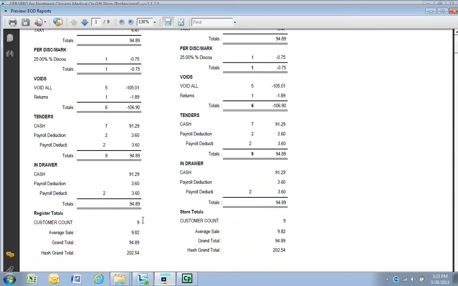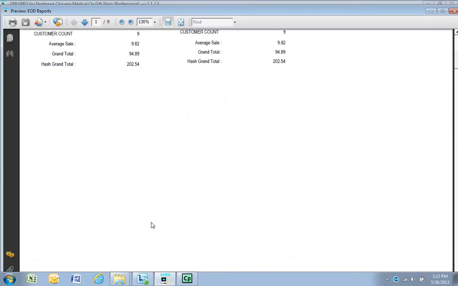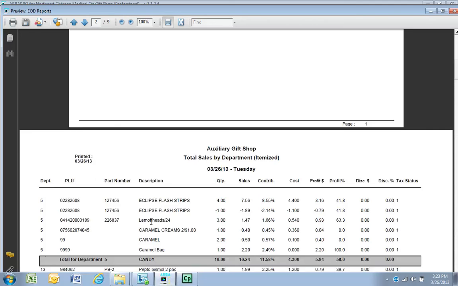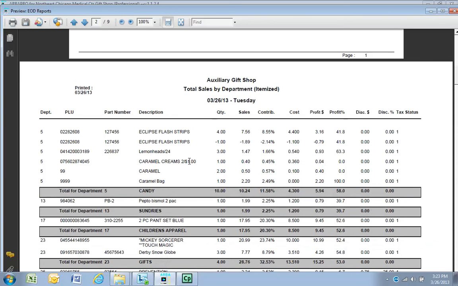If we had done checks or credit cards, those would also be included in here. The nice thing about the media report is that it does include the customer count and then gives us the average sale, which is a nice number. It gives us our grand total. And for those people that live in accounting heaven, it also gives us the hash total, which is one of those interesting things that accountants like.